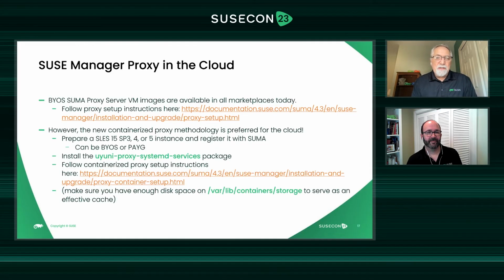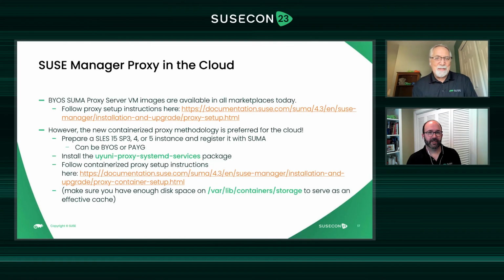So you need to use a SLES 15 SP3, 4, or 5 instance and register it with SUSE Manager. It tells you how to install the one package that you need. It has dependencies. It pulls in Podman as one of its dependent packages. And then the containerized proxy setup is actually quite a bit simpler. You don't have any special repositories that you have to mirror on the SUSE Manager server. The only consideration is make sure you've got enough disk space, and /var/lib/containers/storage is where that's stored.